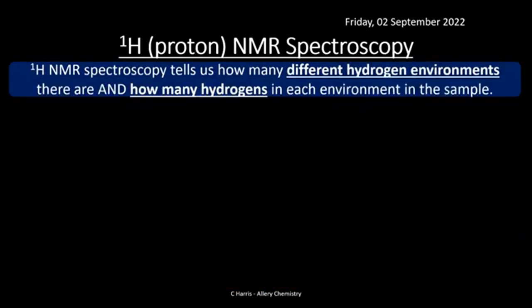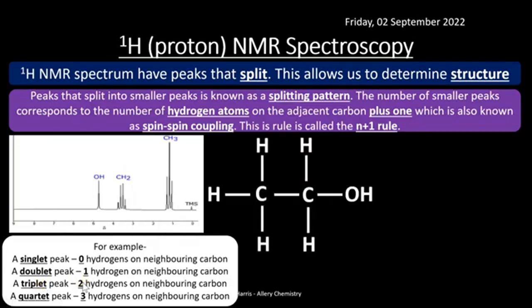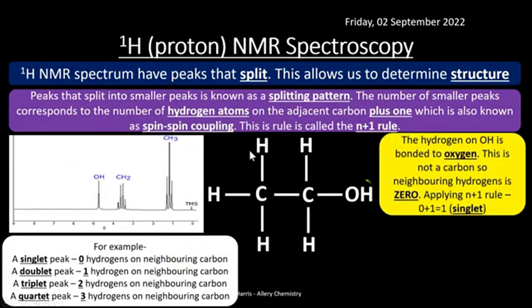Next is hydrogen or proton spectroscopy. In proton spectroscopy, we have singlet, doublet, triplet, quartet, and multiplet. In an NMR spectrum, peaks are split into smaller peaks, in a splitting pattern. The number of smaller peaks corresponds to the number of hydrogen atoms on the adjacent carbon plus 1, which is also known as spin-spin coupling. This rule is called the n+1 rule.